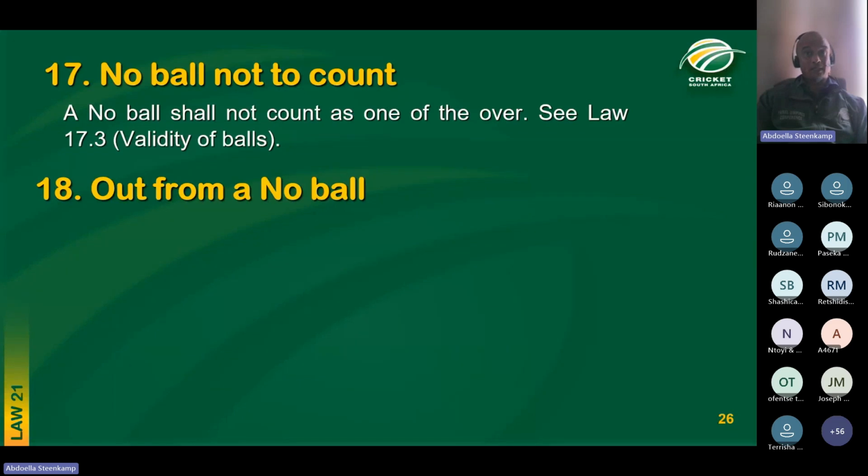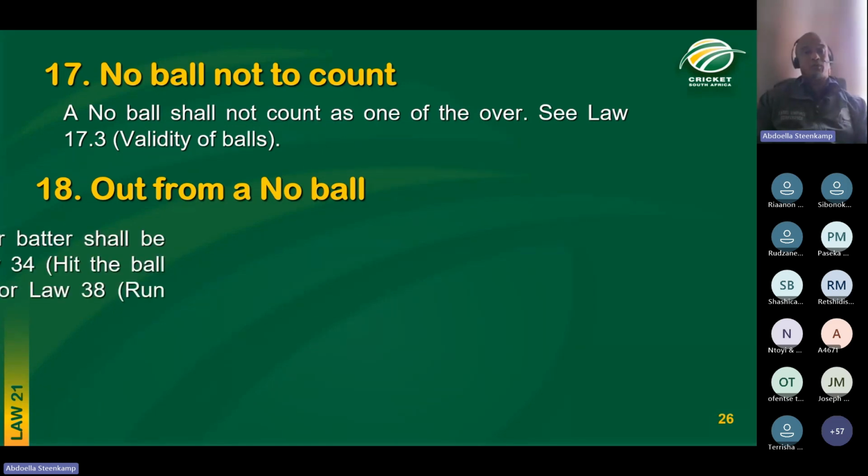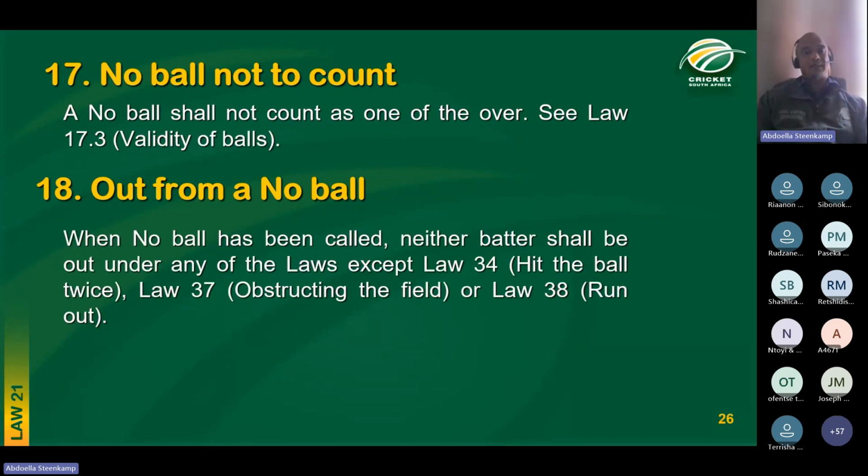And how can you be dismissed off a no ball? There are 9 modes of dismissals. But as soon as either umpire calls no ball, there are only 3 ways to be dismissed off a no ball. What are they? Hit the ball twice, obstructing the field, and run out. So as soon as no ball is called, these are the only 3 modes of dismissal by which our batter can be dismissed.